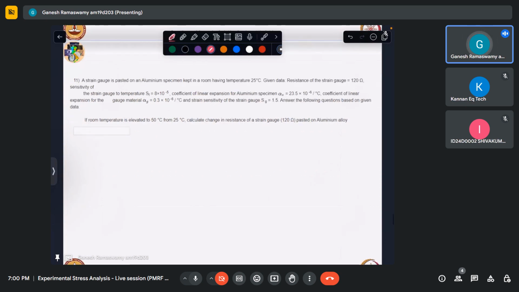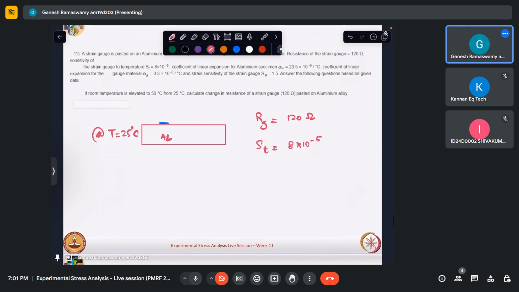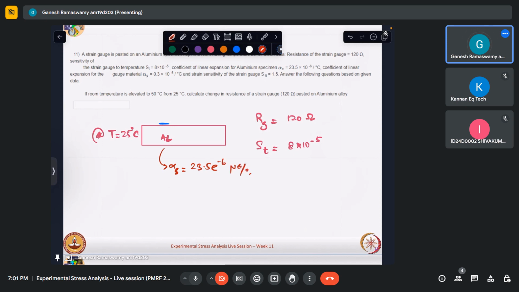Okay, so the question says a strain gauge is pasted on an aluminum specimen kept at room temperature. So we have an aluminum specimen and a strain gauge is pasted onto this, and this is at room temperature, at T equal to 25 degrees. Given that resistance of the strain gauge is 120 ohms, sensitivity of the strain gauge to temperature St is 8 into 10 power minus 5. Coefficient of linear expansion of aluminium, this value alpha S for the specimen, S denotes the specimen here, is 23.5 into 10 power minus 6 strain, microstrain per degree centigrade.